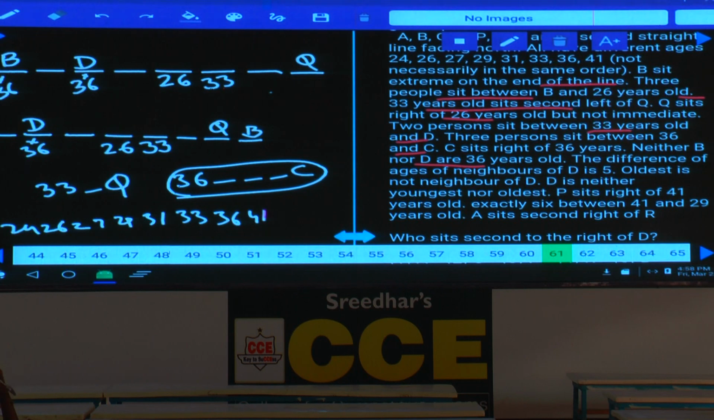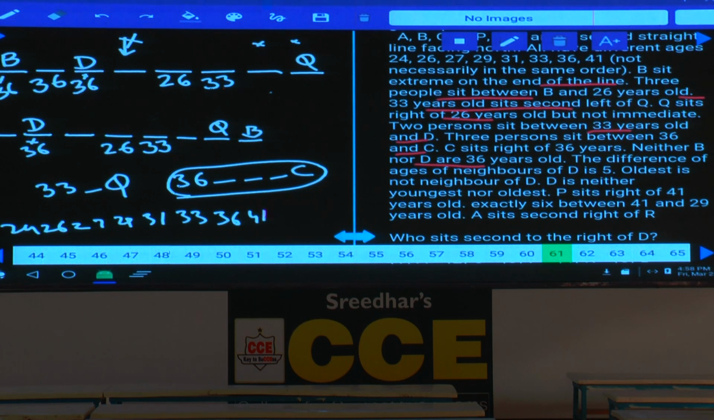Now can the 36-year-old be at this place, immediate right of D? No. If that person is here, then C and Q must be in the same place, which is not possible. Hence 36-year-old cannot be here, isn't it? And it cannot be here as well. Then what is the only possibility left over here? Then the 36-year-old must be at this place only, in between B and D. Are you following this one or not?